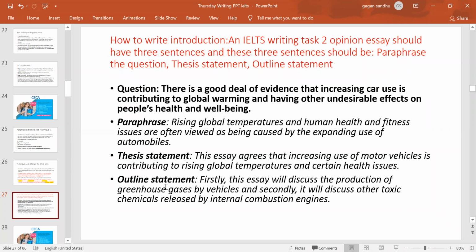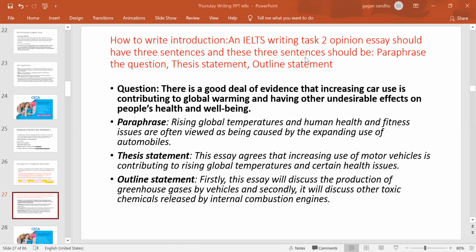Kimberly, can you read the question for me? Yes, ma'am. Good deal of evidence that increasing car use is contributing to global warming and having other undesirable effects on people's health and well-being. Right. So now the first statement is paraphrase.